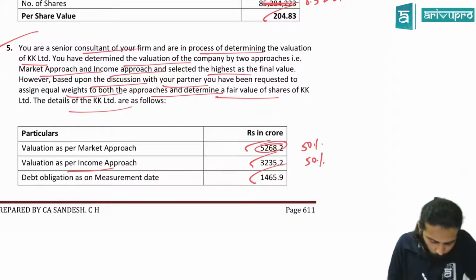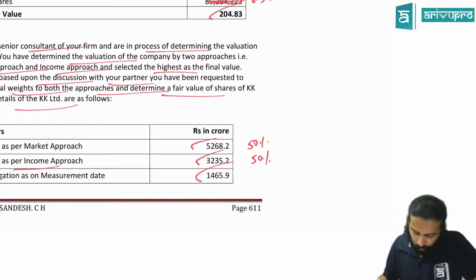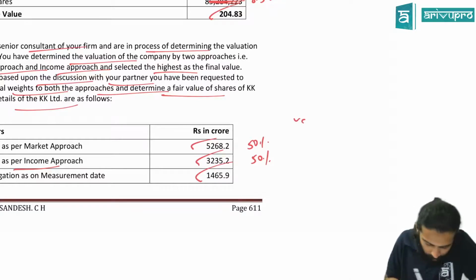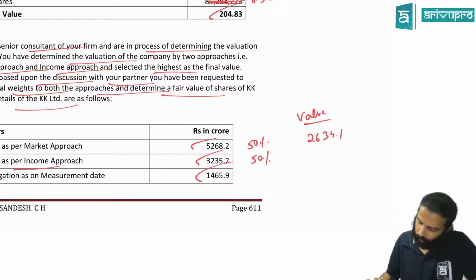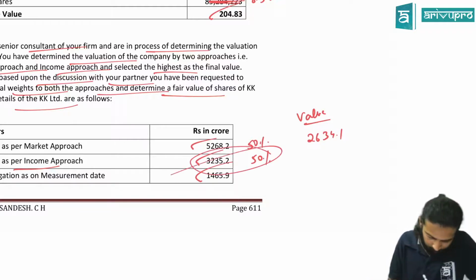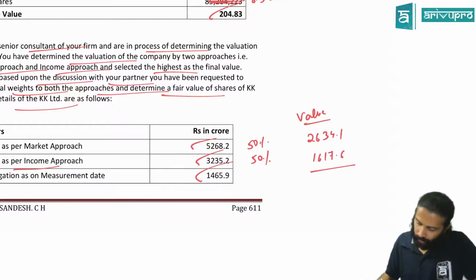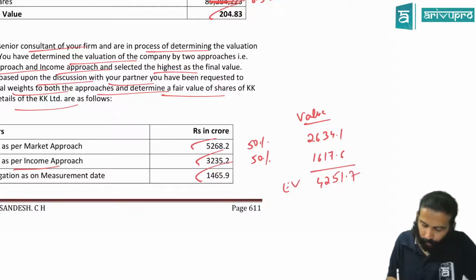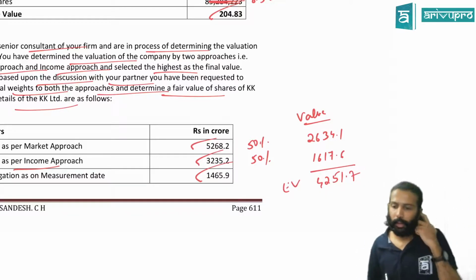Under market approach it was 5268.2. You can't take this. You have to take only 50% of that. 5268.2 into 50% will be how much? So the first value will be 2634.1. Then 3235.2 into 50% will be 1617.6. Add the 2634.1. That gives 4251.7. What is this 4251.7? It is the enterprise value. Are you also getting the same number?